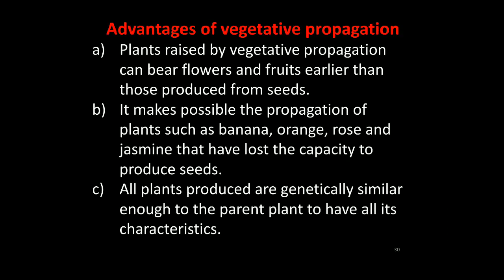Advantages of vegetative propagation. Plants raised by vegetative propagation can bear flowers and fruits very early, faster than the normal ones. It makes possible the propagation of plants such as banana, orange, rose and jasmine that have lost the capacity to produce seeds. All plants produced are genetically similar. They all have the same characteristics as the parents.